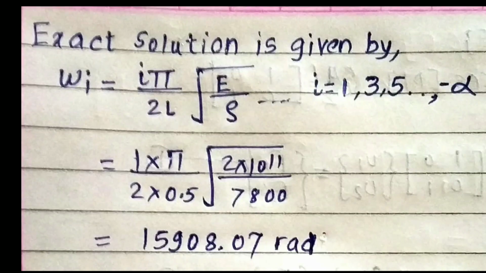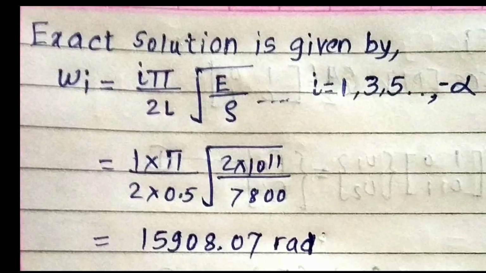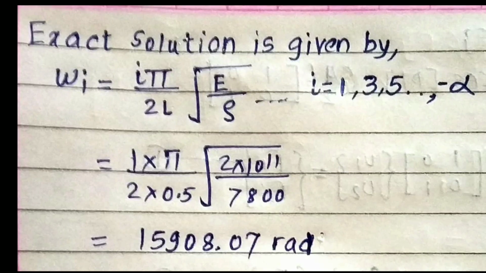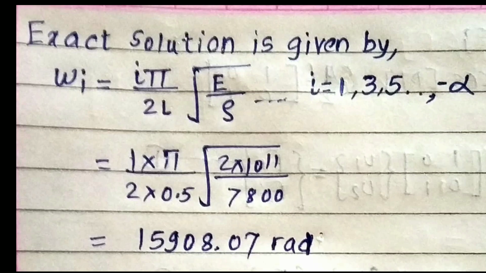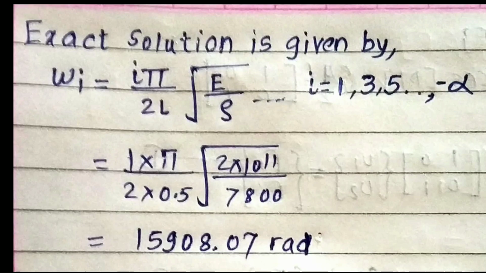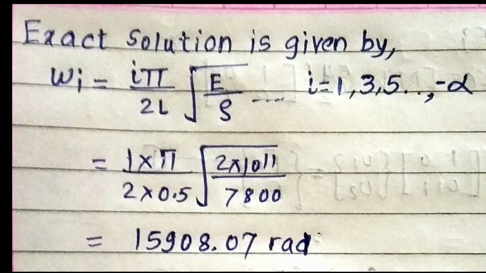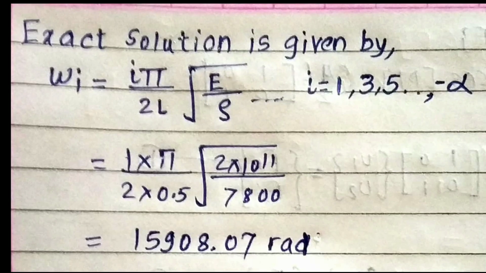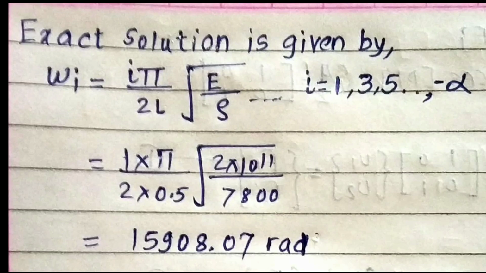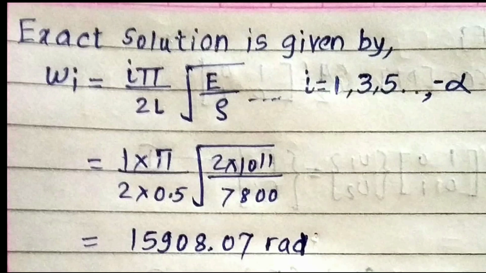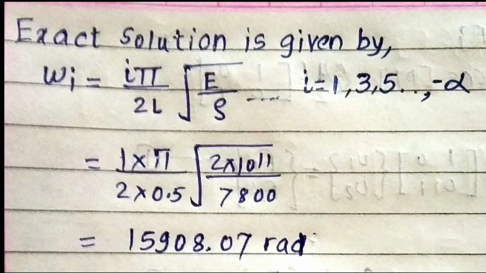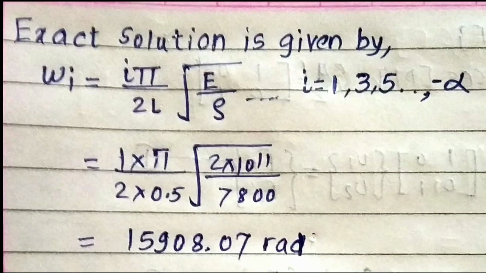Now as stated in the problem, the exact solution is given by omega i is equal to i pi divided by 2L into square root of E by rho, for i equal to 1, 3, 5 up to infinity. So I will put the value i is 1, into pi divided by 2 into L, that is, the length of the element, 0.5, into square root of E, that is 2 into 10 to the power 11, divided by rho, that is 7800. So I will get its value as 15,908.07 radian.